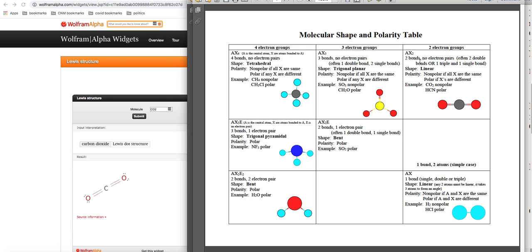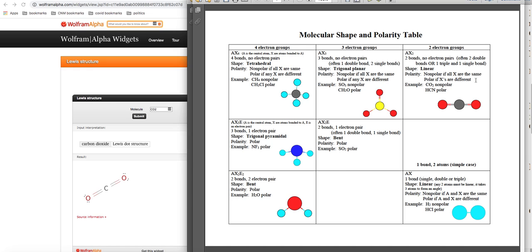AX2, this one has no electron pairs on the central atom. It does have electron pairs around the oxygen, but that's not what this is referring to. You just look at the central atom, the carbon, it has no electron pairs, so that's why it has to be this one. The shape is linear, and it's the similar rule as we've had elsewhere. It's nonpolar if the x's are the same. The x's are, in this case, the 2 reds. In our case, it's the 2 oxygens. Those are the same. So in this case, it's nonpolar.